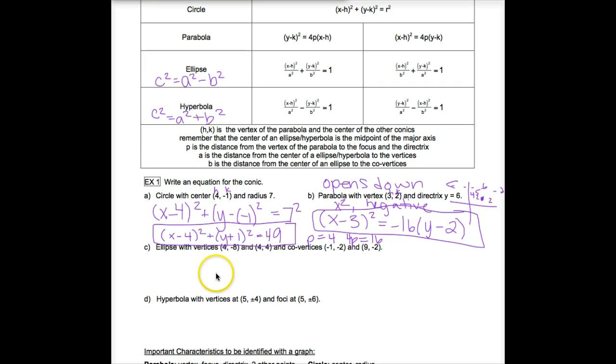All right, I've got an ellipse with vertices at 4, -8, and 4, 4, and covertices at -1, -2, and 9, -2. So this one I'm definitely going to have to graph to figure out exactly what I'm doing here. So here, 1, 2, 3, 4, 5, 6, 7, 8, 9, -2. So there's a covertex, -1, -2. It's another covertex. And then I've got 4, -8.